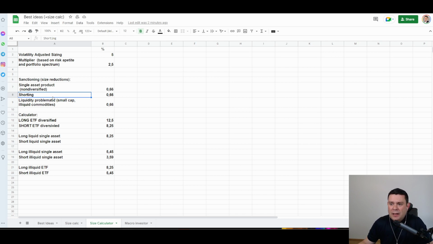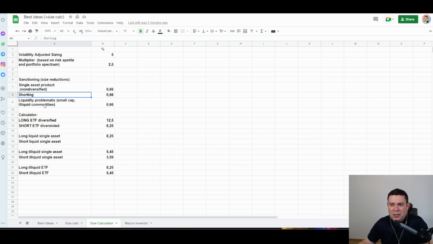Yeah. So then because shorting has a much higher risk profile than long, I'm sanctioning size or reducing size if I'm shorting something. So again, the final number I again reduce by 1/3. It's always I reduce it, then I reduce it again. So I again multiply by 0.66, right?